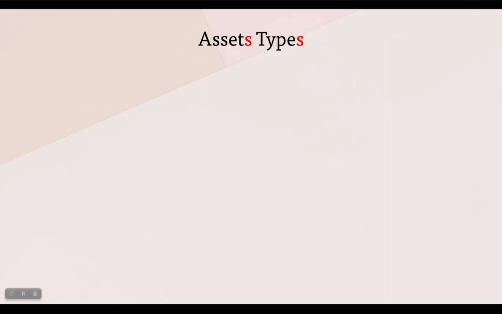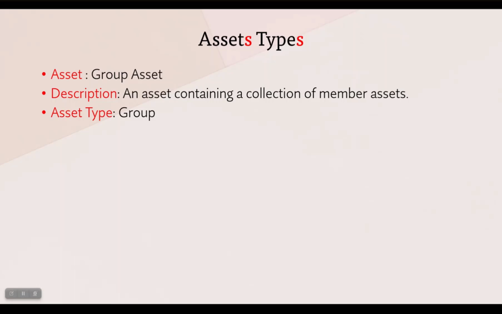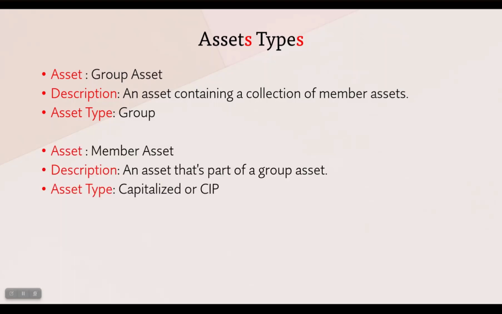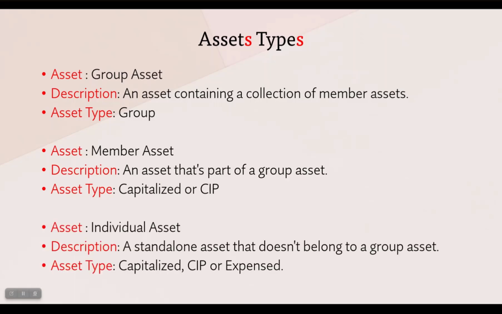What about asset types? First thing is a group asset. It's an asset containing a collection of member assets. What is the asset type in this case? Group. The other one is member asset, an asset that is a part of a group of assets. What is the asset type in this case? Either capitalized or CIP, construction in process. Third one is individual assets, standalone assets that don't belong to a group asset. What is the type? Capitalized, CIP or expensed.